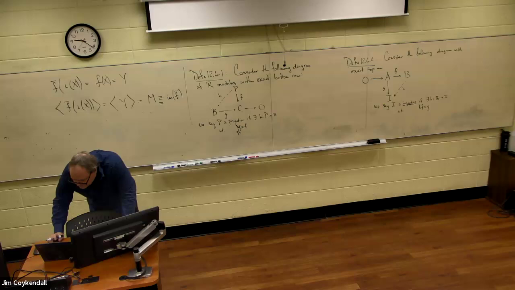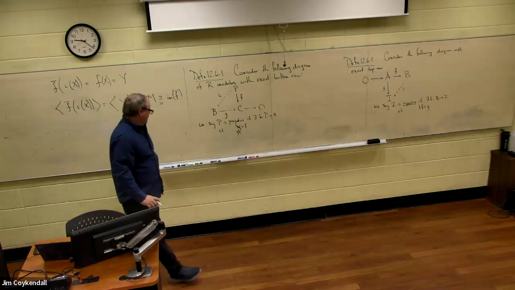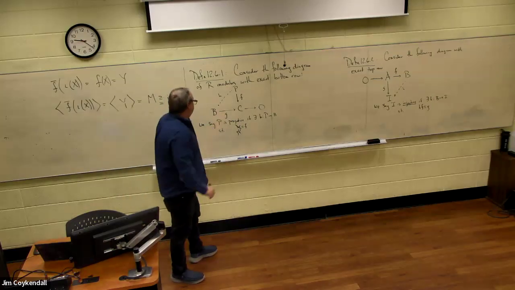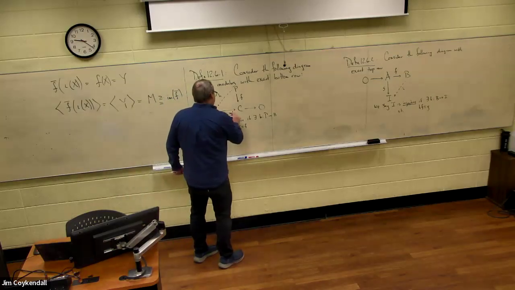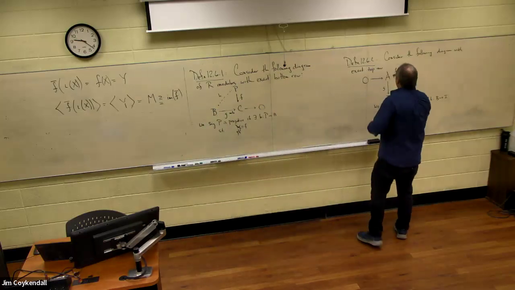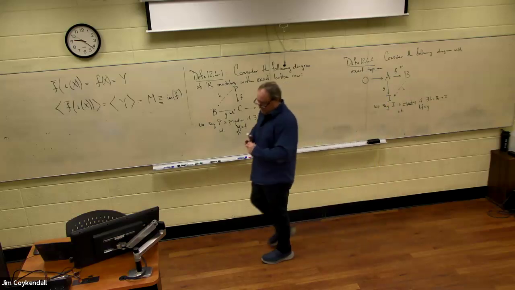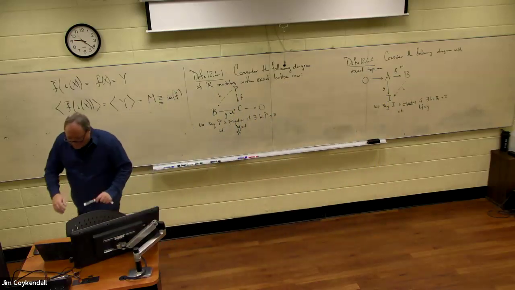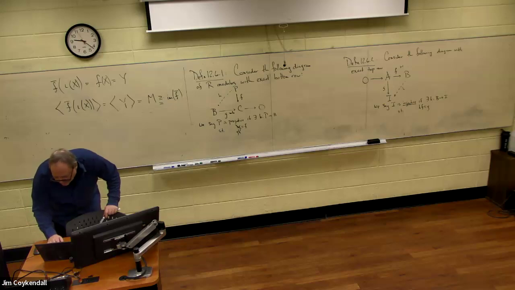So for 12.6.1, G is onto. Yes, G is onto, so I'll emphasize that. And here F is one of those. Okay, so those are the two notions here.